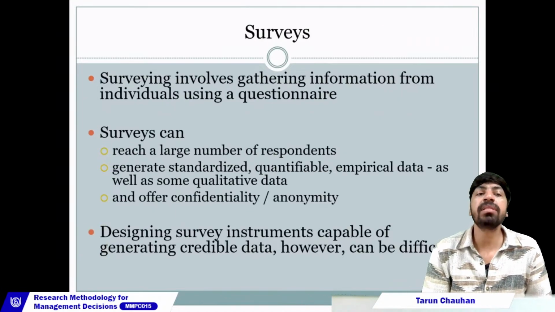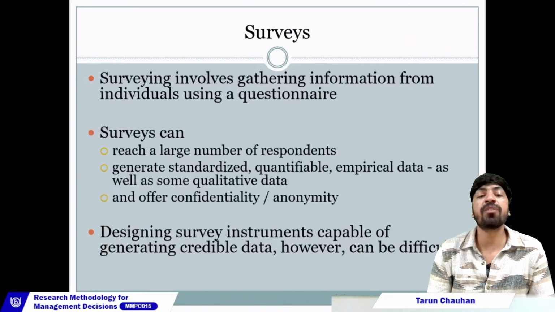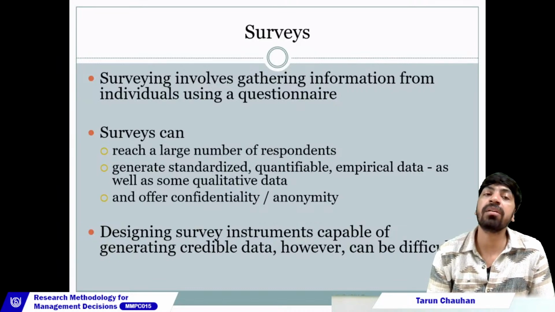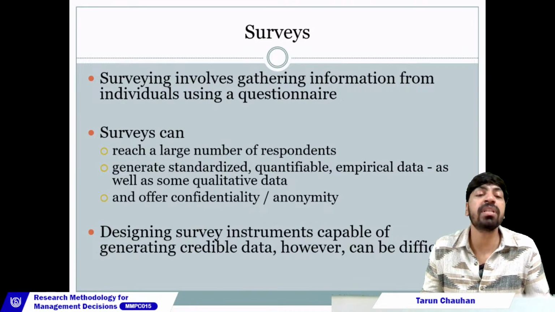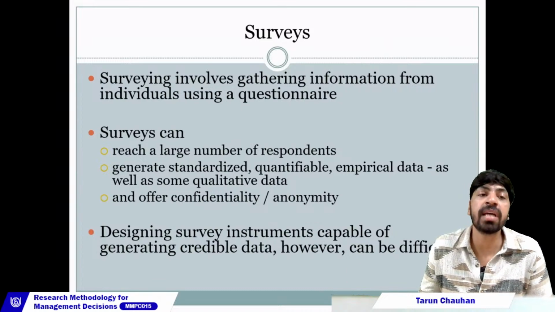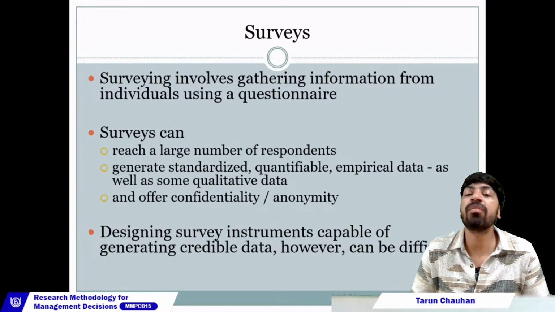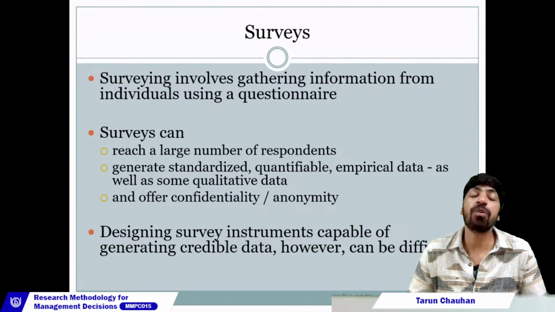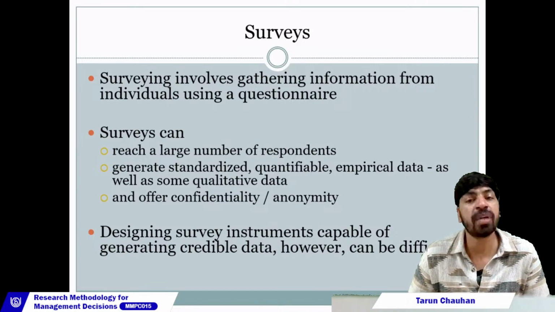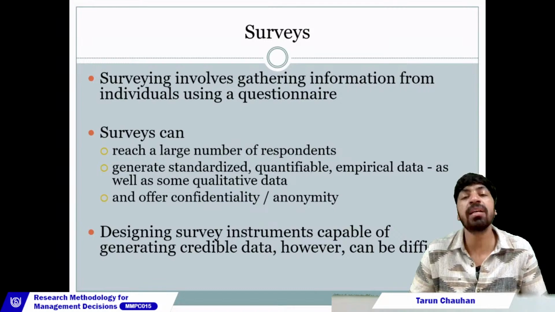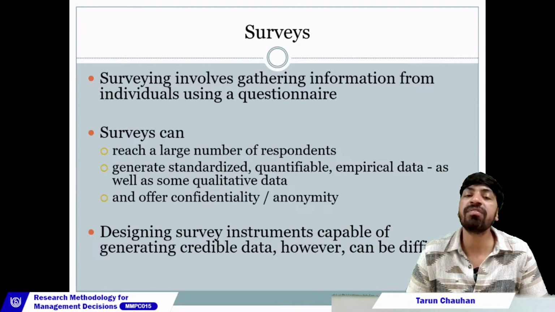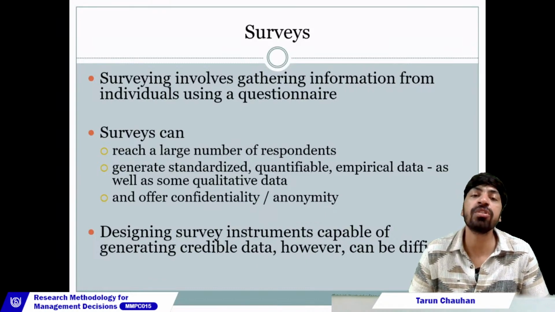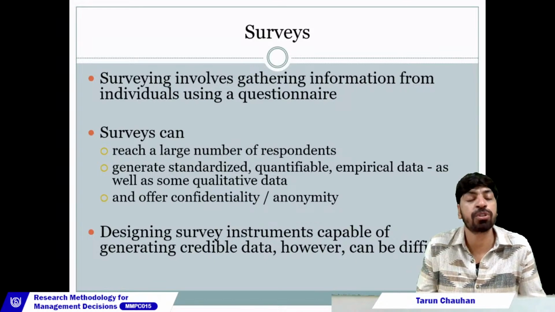Next, let's talk about surveys. As I already told, the survey is the most important method of collecting data, without which no study is capable of being completed on time. A survey involves gathering information from individuals using a questionnaire form, whether structured or unstructured. Structured questionnaires have a set of rules and regulations, whereas with unstructured questionnaires we don't define any set of rules or regulations to form the questionnaire or the questions.